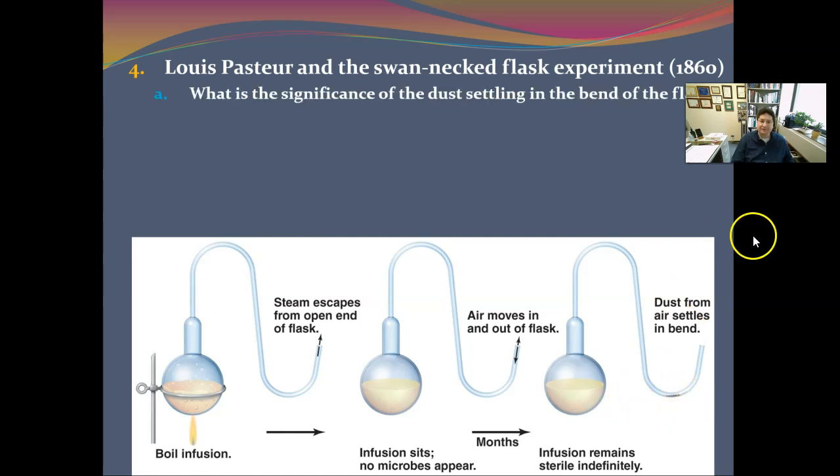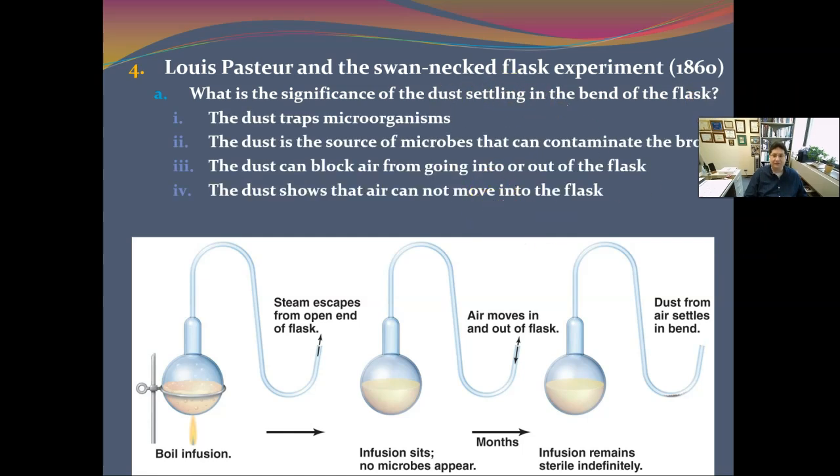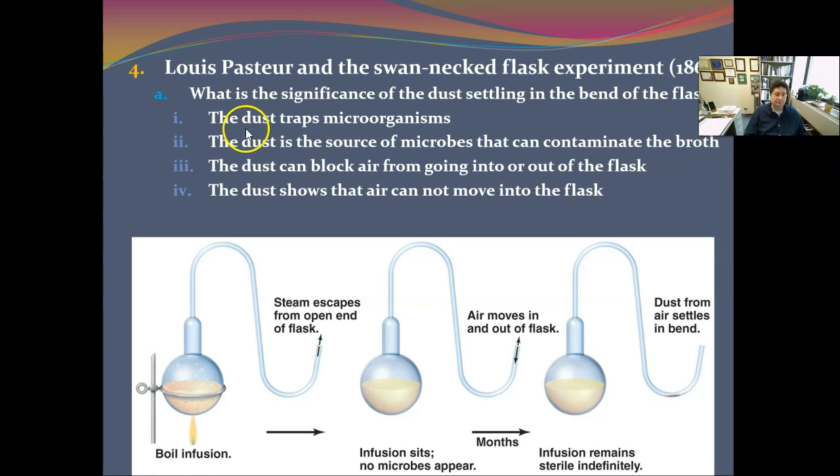So what's the significance of the dust settling in the bend of the flask? We have some options here. So which one do we think it is? So the dust traps the microbes, the dust is the source. We're really looking here at number 2. We know the dust is where the microbes came, so microbes did not spontaneously generate from this broth. They had to be brought in from the outside. And this would pretty much definitively disprove spontaneous generation.